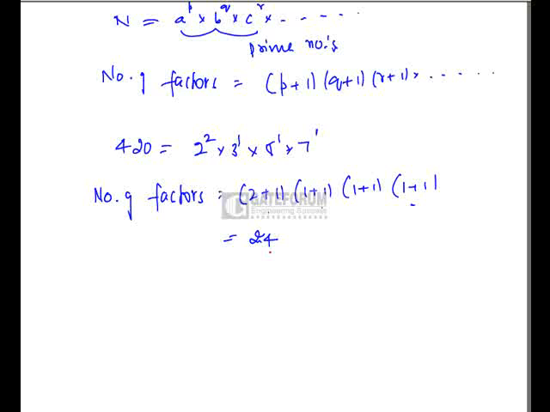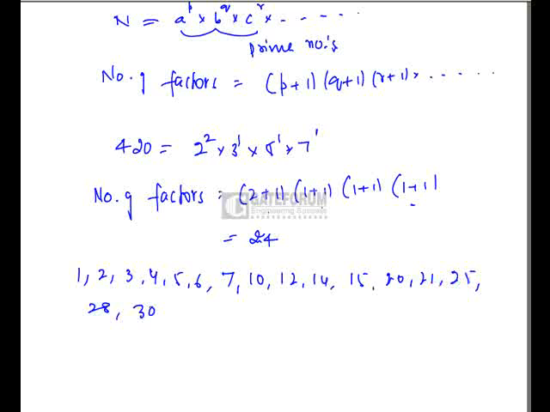Now out of these 24 factors, we need only those factors which are in the form of 5n plus 2. So first of all, let us list out all the factors of 420. You can divide 420 by 1, 2, 3, 4, 5, 6, 7, 10, 12, 14, 15, 20, 21, 25, 28, 30, 35, 42, 60, 70, 105, 140, 210, 420. These are the 24 factors of 420.